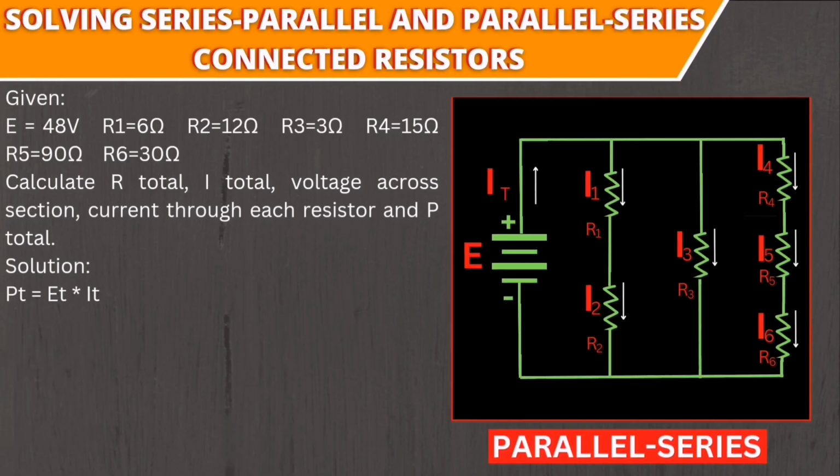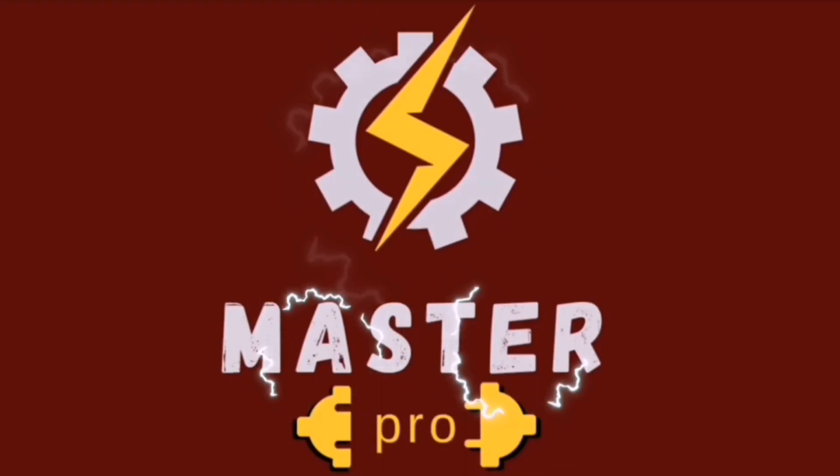And lastly, guys, is the total power taken by the circuit. So simply P total is equal to E total times I total. E total is equal to 48 volts, and I total is equal to 19 amperes. So P total is simply 48 volts times 19 amperes, which will result in 912 watts. You can also try to compute the power taken by each resistor, by simply using I squared times R, since I already computed their respective currents.